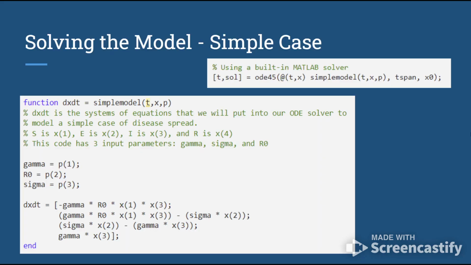My name is Amy, and I'm going to be talking through solving the model in both a simple and more complex case. In order to solve our model, we stuck our systems of equations into ODE45. This simple model function takes the three inputs, parameters, x and t. Time is not used in this model as R0 is time invariant. The function just creates our system of equations in ways that can be used in ODE45.